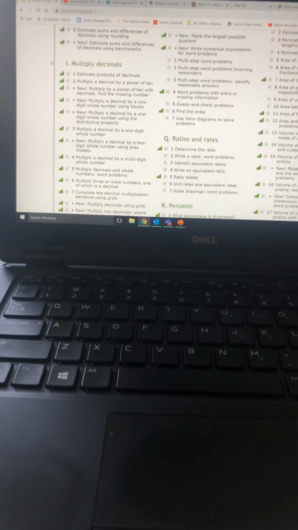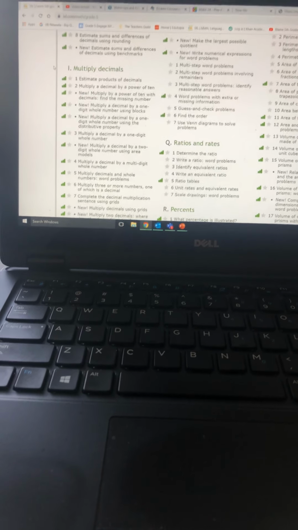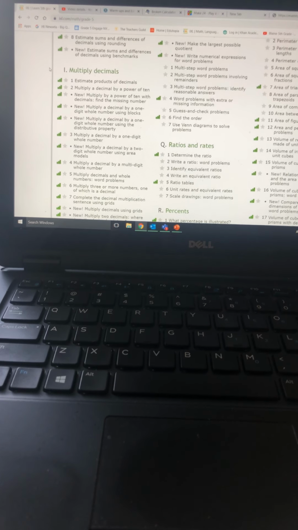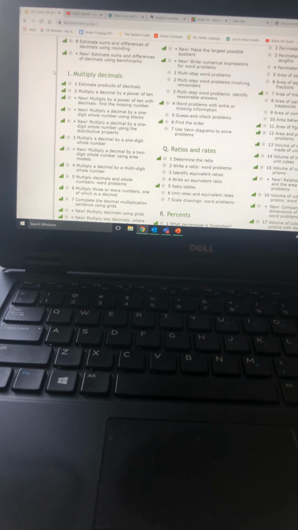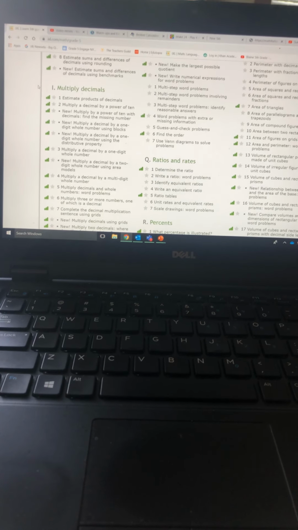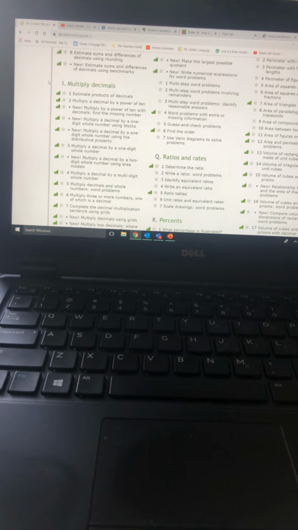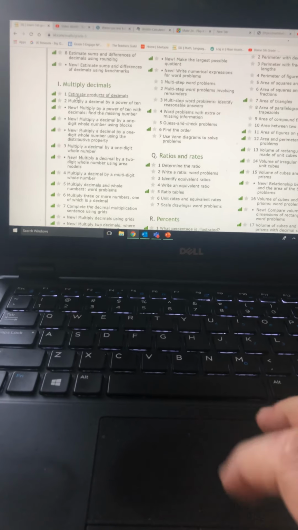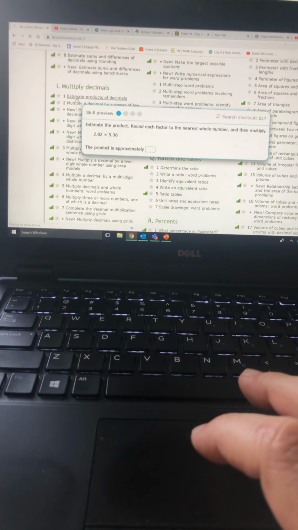We're going to start with multiplying decimals, letter I, and we're going to start with number 1, I.1. So this is estimating products of decimals. Let's just go in and get started.